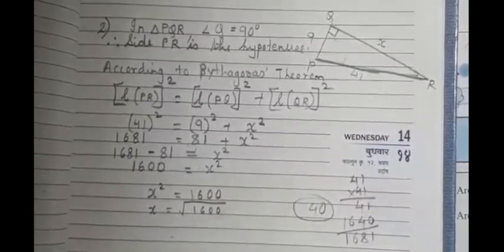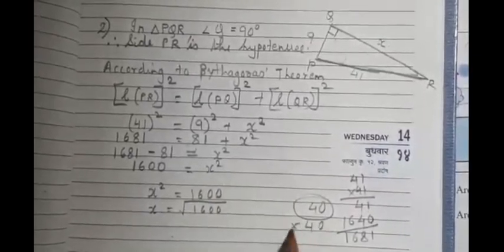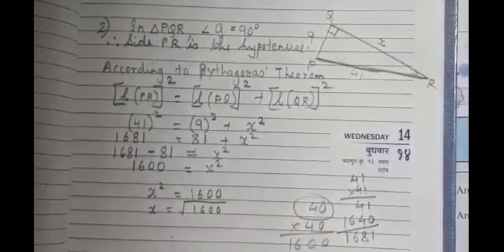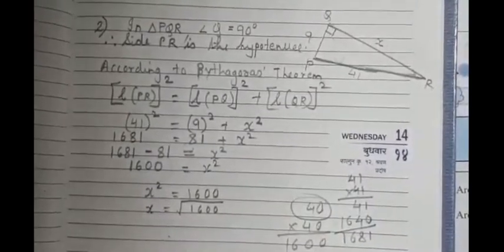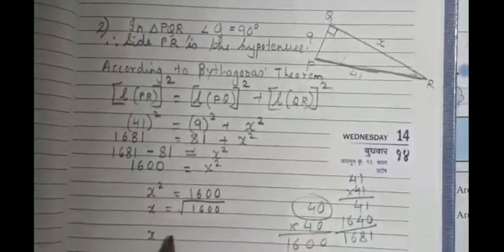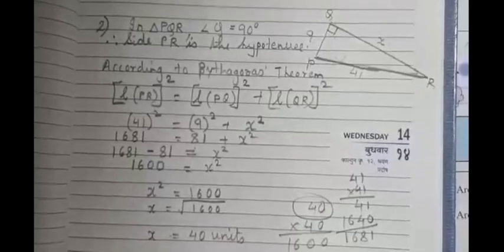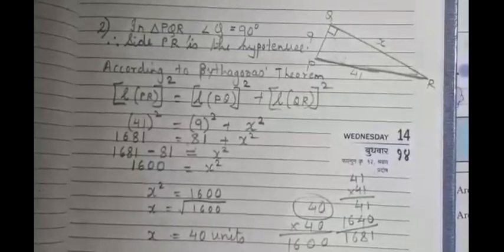You multiply and see, you will get 40. Multiplication: 4 4s are 16, 0, 2 zeros will add. Did we get 1600? Yes. So x is equal to 40 units. Did you understand how to solve the second sum?